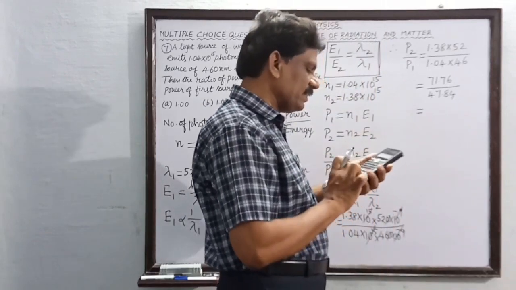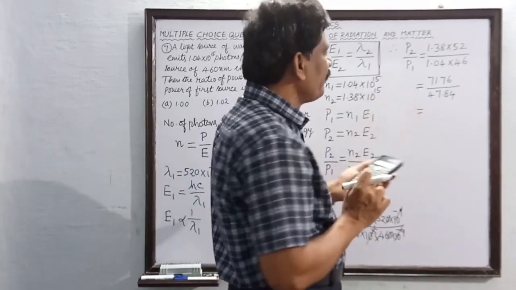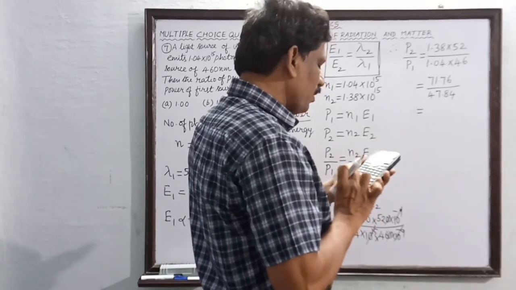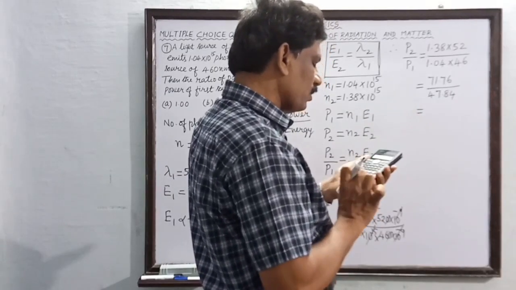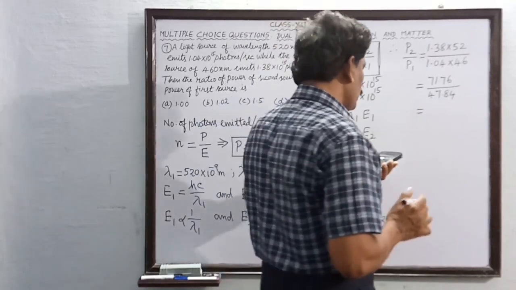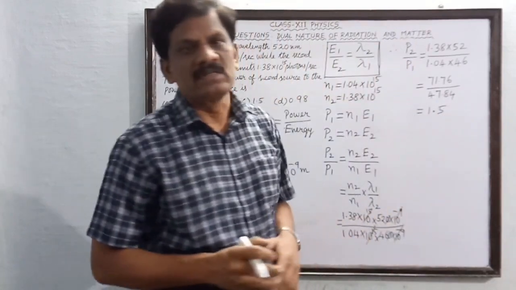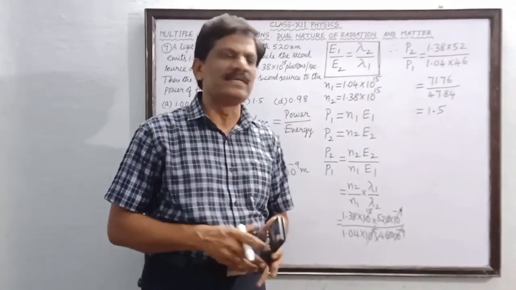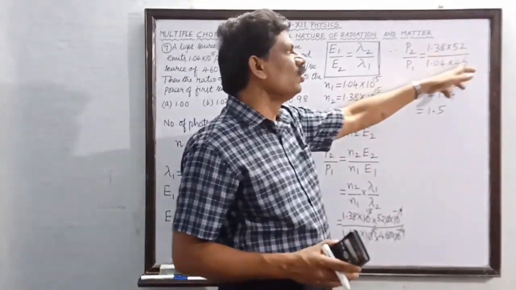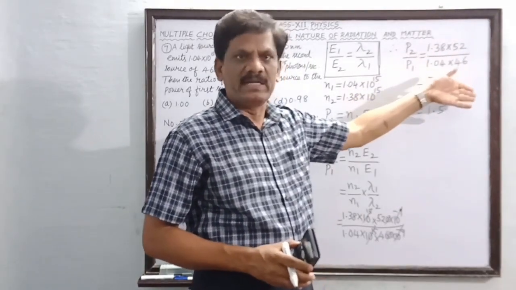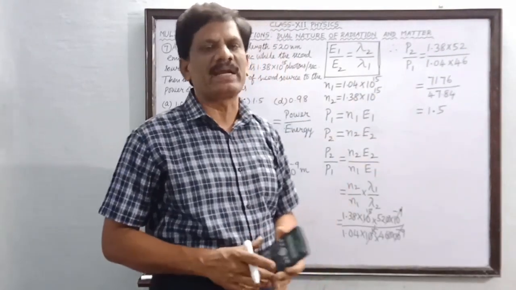We have to divide 71.76 by 47.84. So this is equal to 1.5. So such numbers, if any shortcut is there, you can divide it by 2 or 4 or any divisible number, and you have to find out. See, the mathematical part only by practice you can understand.